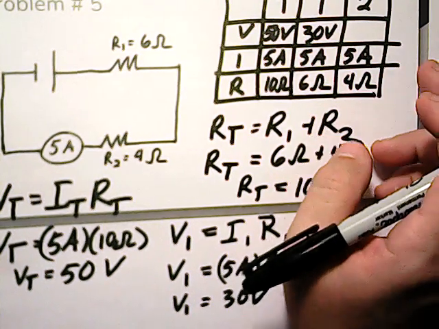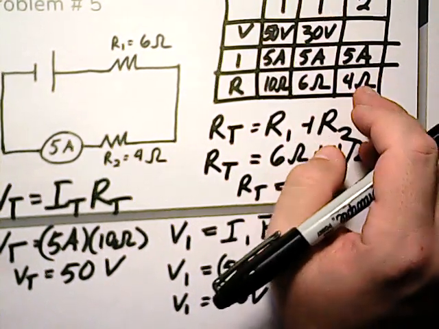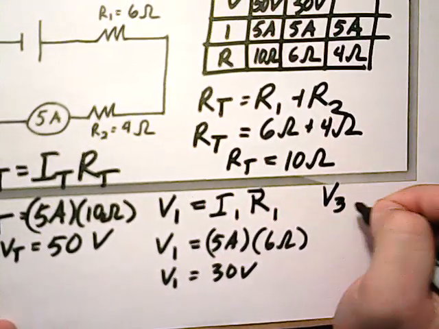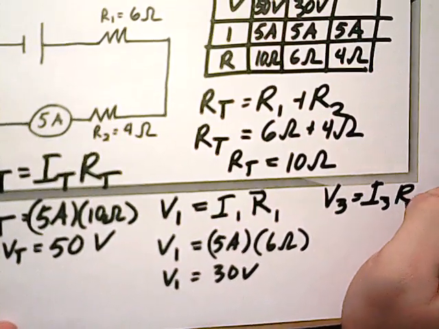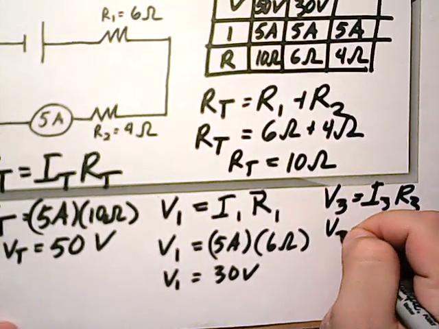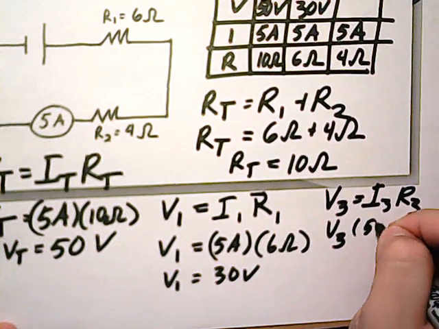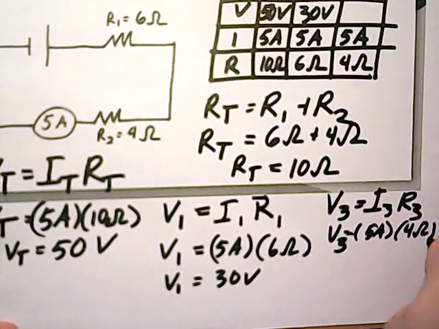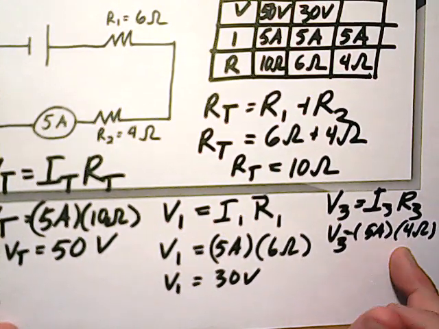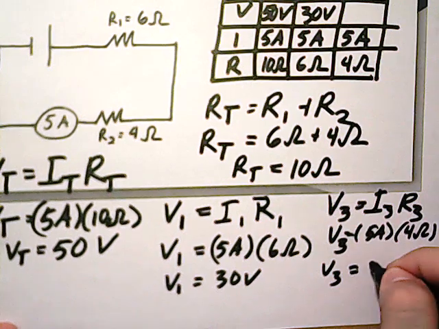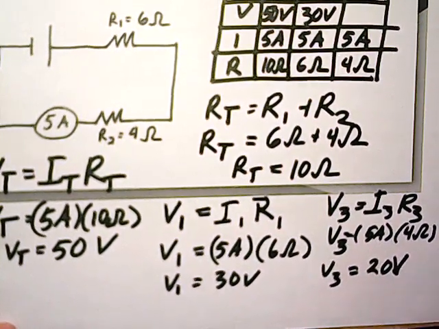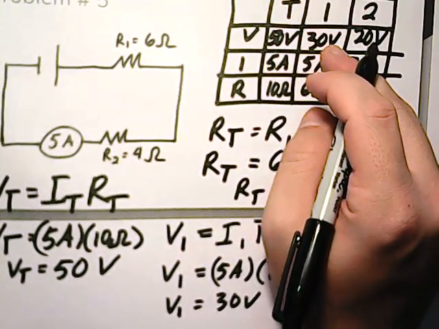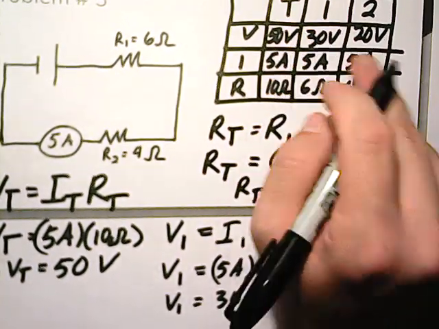Or current times resistance would give us voltage. So let's do it this way. V3 equals I3 times R3. We'll do the same thing. Voltage 3 is current, 5 amps, times resistance, 4 ohms. 5 times 4 is 20. Or 20 plus 30. 20 plus 30 gives us 50.